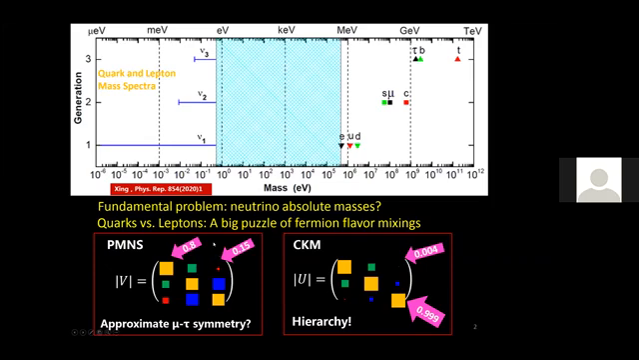So in the next 10 to 20 years, I think the most important tasks for us experimentalists is to precisely determine the leptonic mixing and determine the absolute neutrino masses. And I will try to overview the relevant experiments.